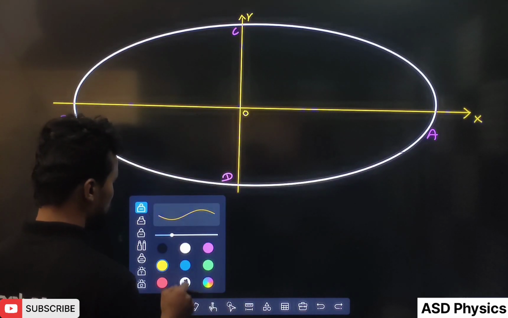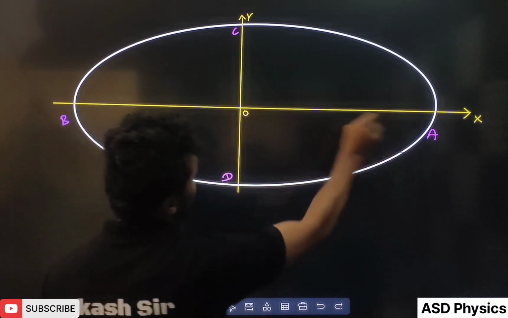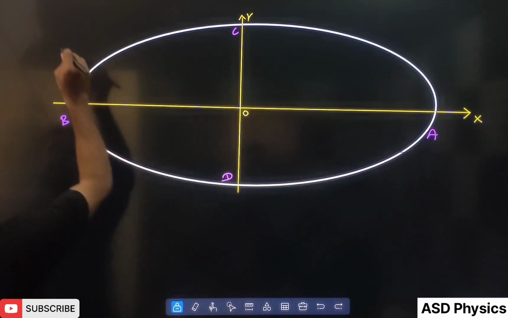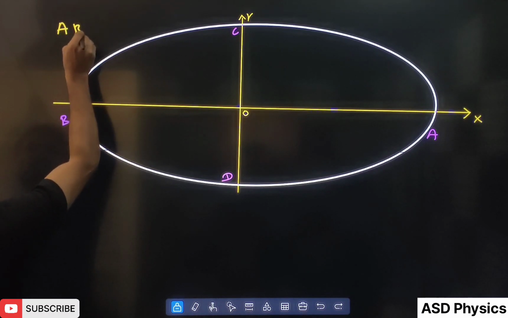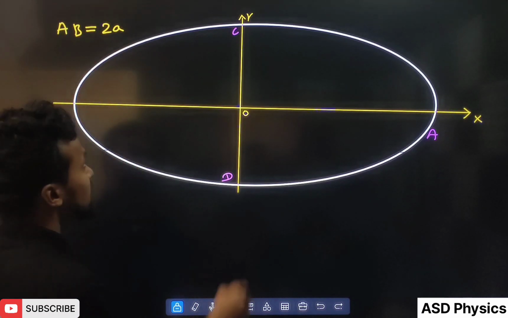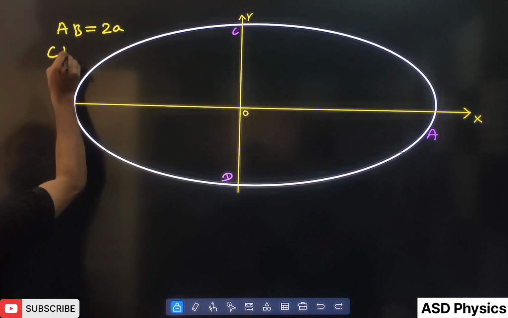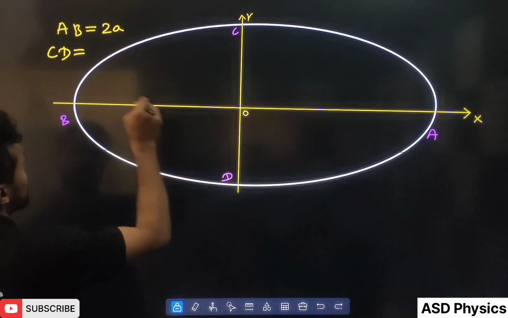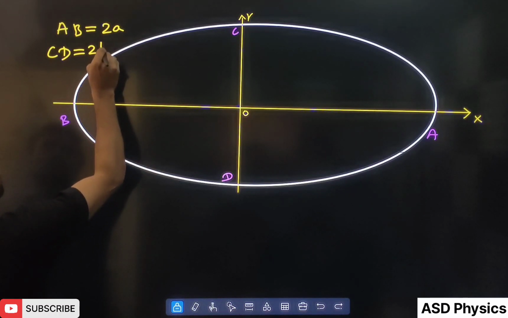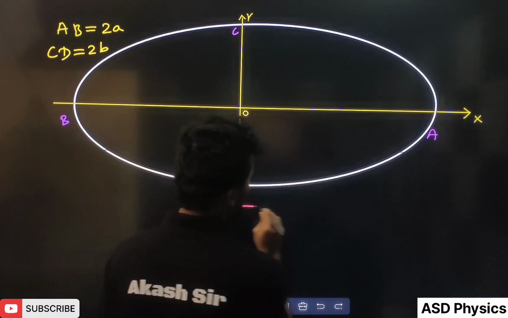As I have told you very well, what is the major axis and what is the minor axis. This AB is called the major axis, and its length is 2a. Similarly, this CD is called the minor axis. How much length? CD length will be 2b.